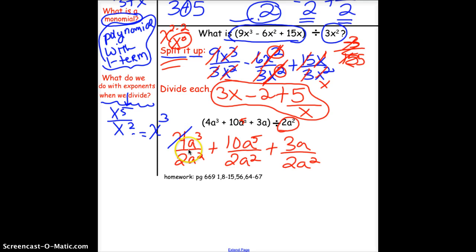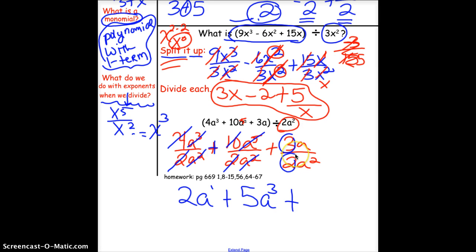4 divided by 2 leaves 2. 3 a's on the top, 2 a's on the bottom will leave 1 a on the top. Plus, 10 divided by 2 is 5. 2 a's on the bottom will wipe out 2 a's on the top, leaving a to the 3rd. Or if you like to say it's 5 minus 2, leaving a 3, go ahead for those exponents. Plus, nothing cancels here with my 3 halves, so it remains 3 over 2.